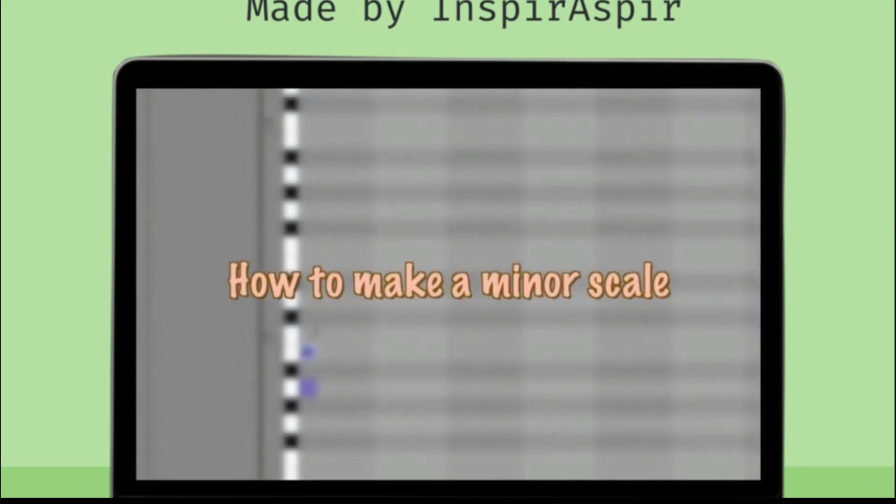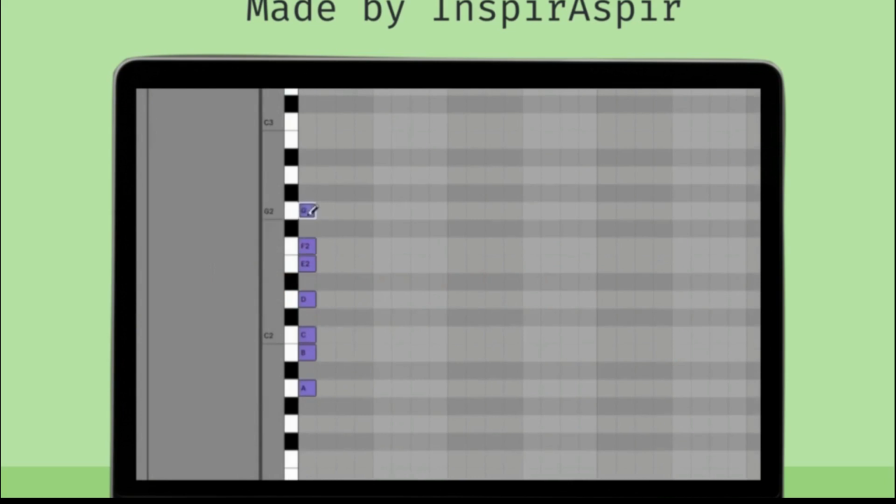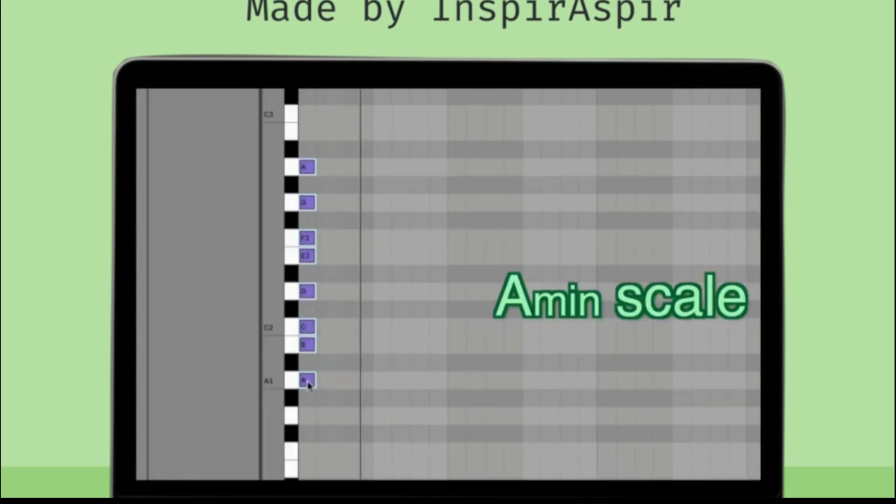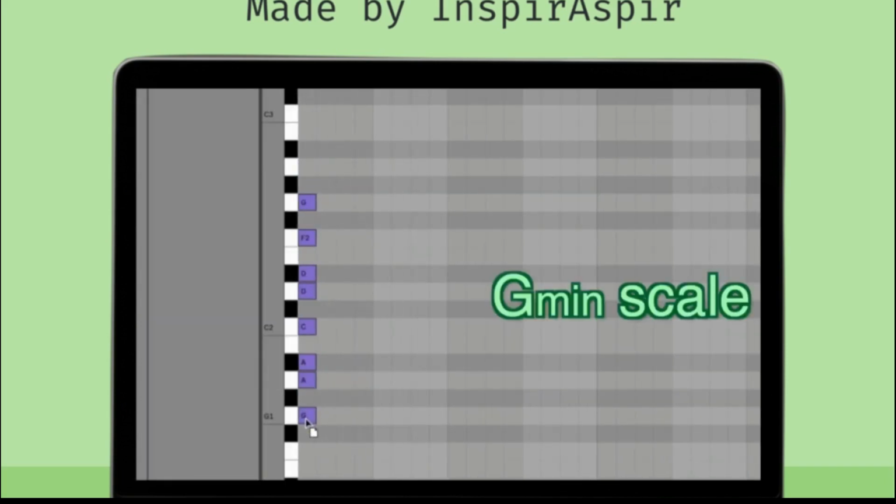Similarly, writing a minor scale is as simple as drawing in all the notes on all the white keys starting from A and ending at A. Then drag that to your desired root note. This is an A minor scale, and now this is a G minor scale.